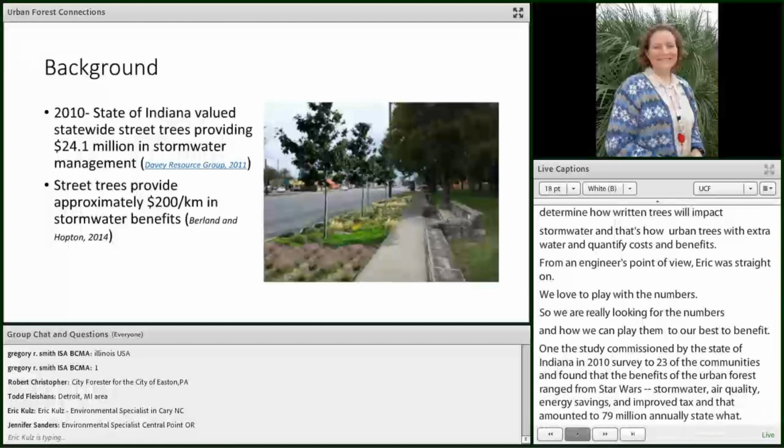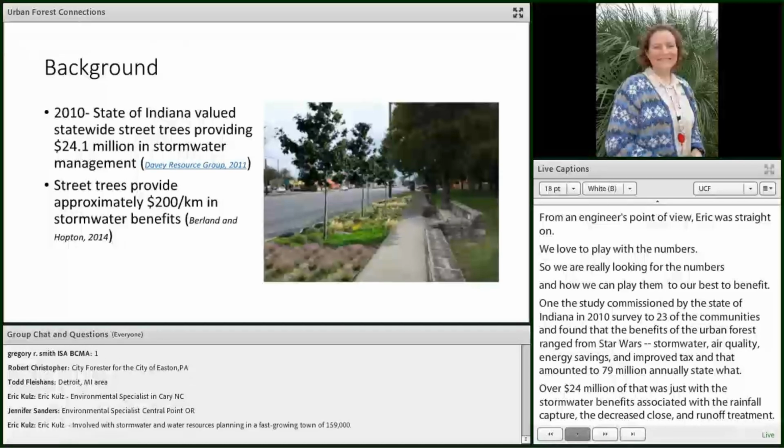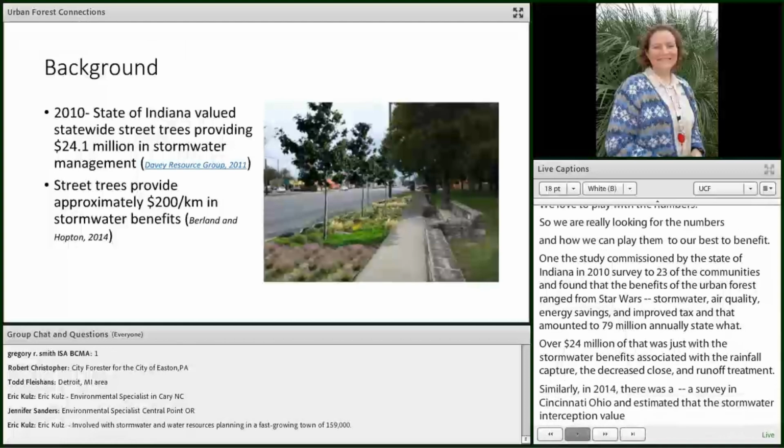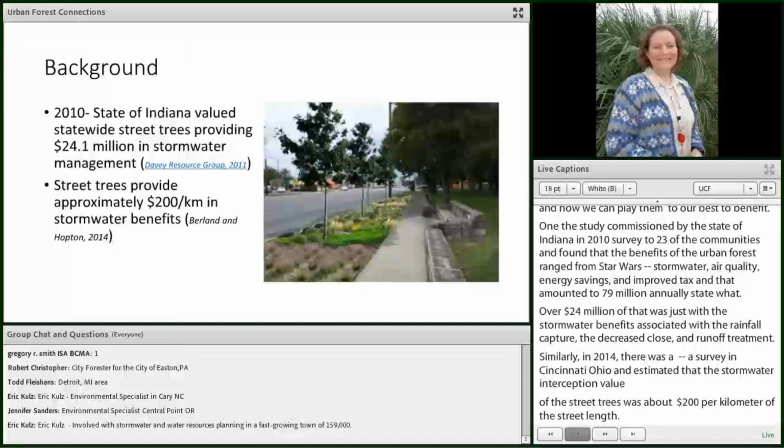runoff treatment. Similarly, in 2014, Bertrand and Hopton from Ball State University and the US EPA surveyed street trees in Cincinnati, Ohio, and estimated that the stormwater interception value of the street trees was about $200 per kilometer of street length. For context, in general, about 40 to 50% of the public space available within cities will be just the streets. So this represents a very valuable space for public implementation of stormwater infrastructure.